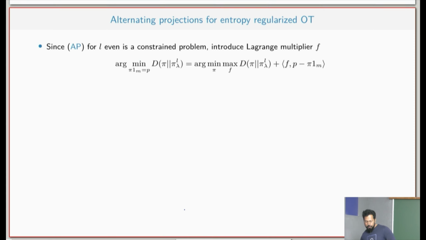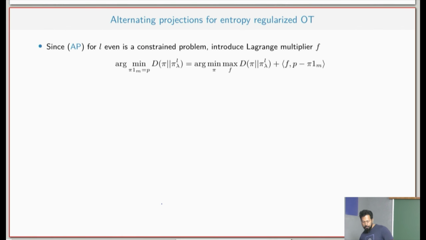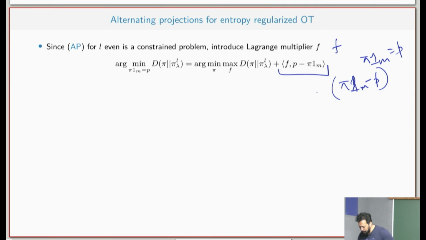So we can use the Lagrange multiplier, because this is an equality constraint. The equality constraint goes in as a Lagrange multiplier, where f is the Lagrange multiplier, and pi 1m was p, right? In the Lagrange multiplier, we put this in standard form first, minus p, and then we multiply with f transpose. And this is what is written here in terms of inner product.